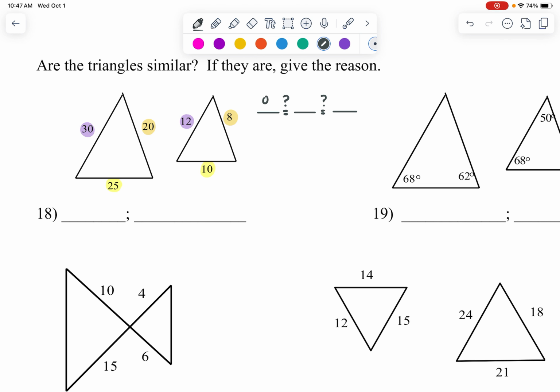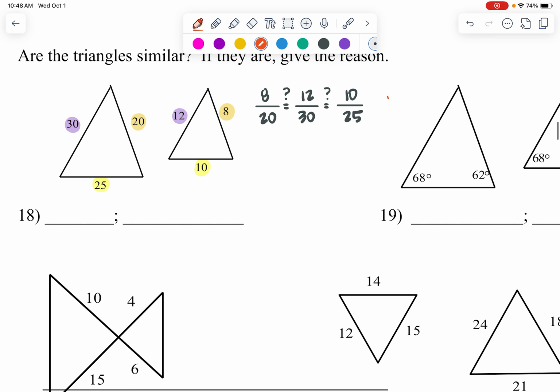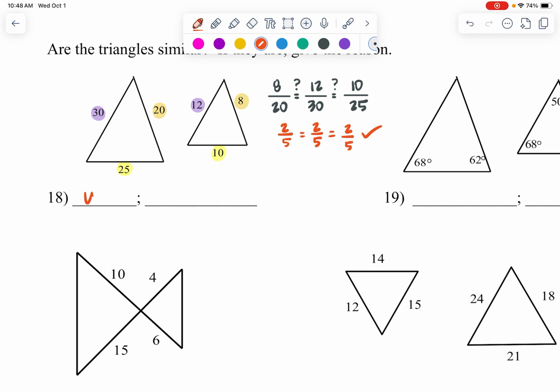So I'm just going to do 8 is to 20, or you can do 20 is to 8. I don't really know why I'm going that direction, but that's okay. 8 is to 20, as 12 is to 30, as 10 is to 25. Of course, the easiest way to check to see if all of those are equal is just to reduce them. So 8/20ths reduces to 2/5, and 12/30ths also reduces to 2/5. And what do you know? 10/25ths also reduces to 2/5. So yes, all the sides are proportional. So I'm going to put just yes.